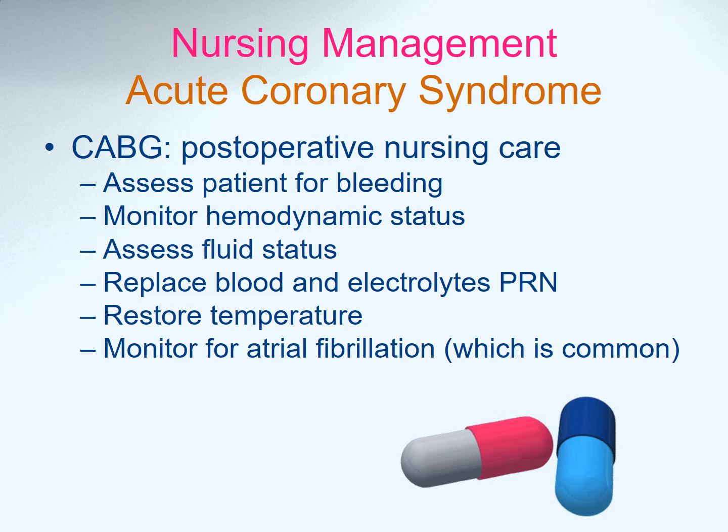We want to focus your nursing care on assessing the patient for bleeding, especially from the chest tube drainage and the incision sites, hemodynamic monitoring, checking their fluid status, replacing their electrolytes as needed, and restoring temperature with warming blankets. Postoperatively, they can have dysrhythmias, specifically atrial tachydysrhythmias, and are common in the first 3 days after CABG surgery. Beta blockers should be started as soon as possible after surgery unless it's contraindicated to reduce the incidence of AFib.